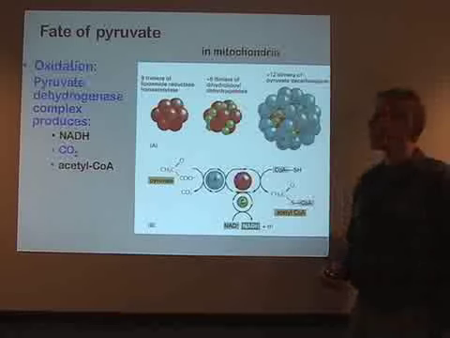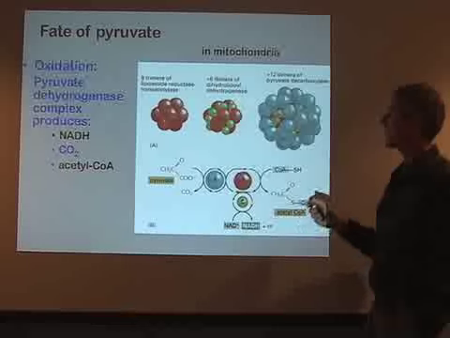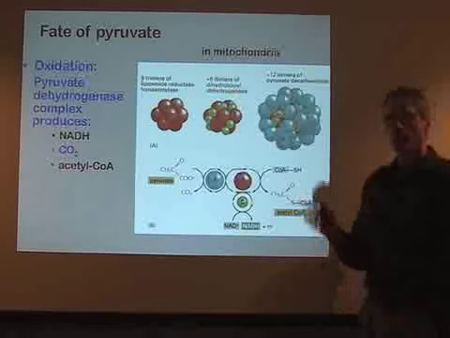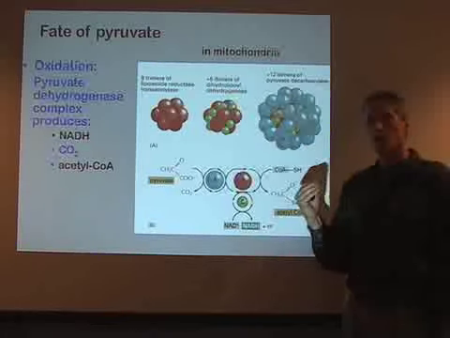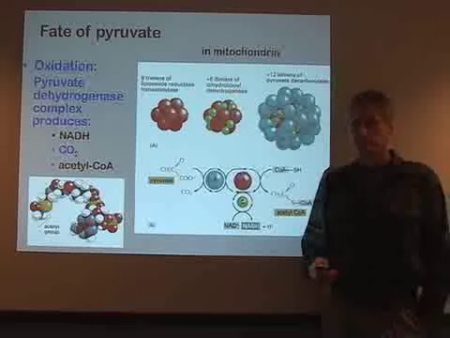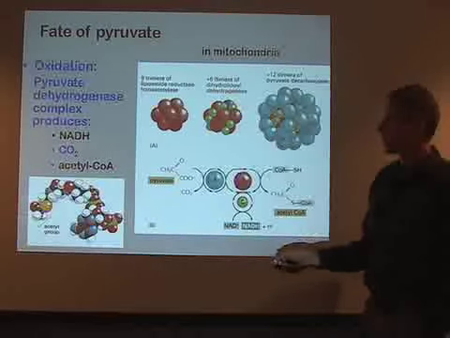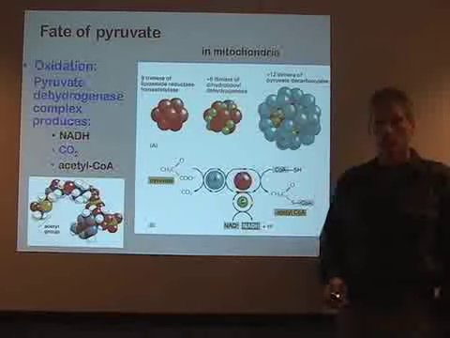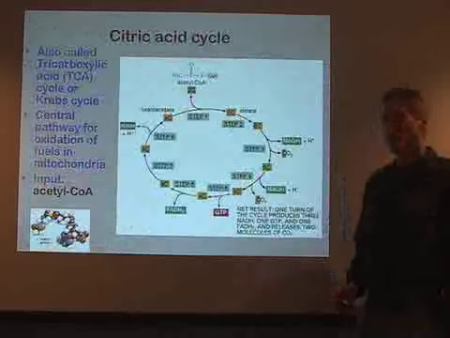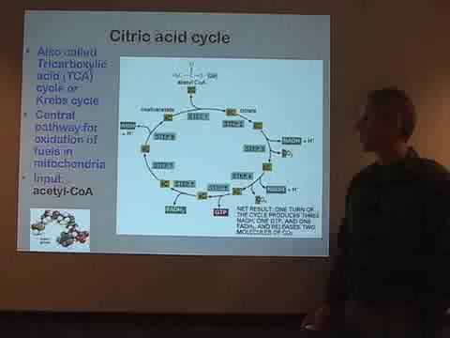The enzyme that does this is a large machine with several enzymes together in a kind of particle. It's a kind of protein machine, and it's called pyruvate dehydrogenase. The acetyl group is used in the TCA cycle to generate energy, and that's the central pathway for oxidation of fuels in mitochondria.